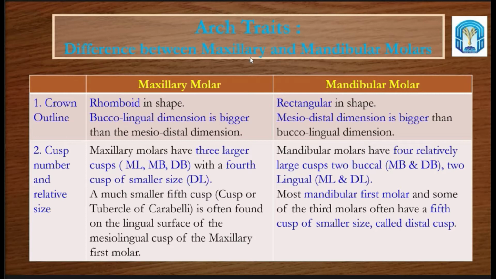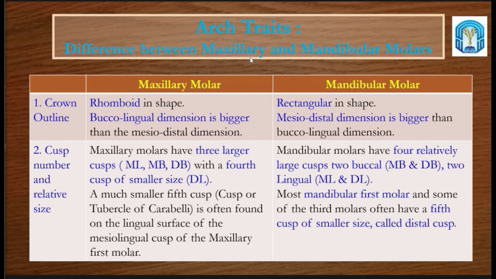Again, a much smaller fifth cusp is present in the maxillary first molar, very rarely in the maxillary second molar. Usually in the maxillary first molar, this is known as cusp of Carabelli or tubercle of Carabelli. This cusp of Carabelli is also present in the second deciduous molar. So the maxillary first molar has 4 functional cusps and 1 non-functional cusp, altogether 5 cusps.